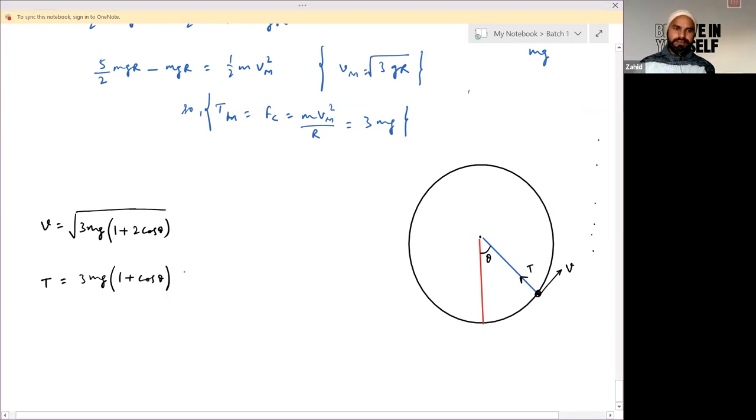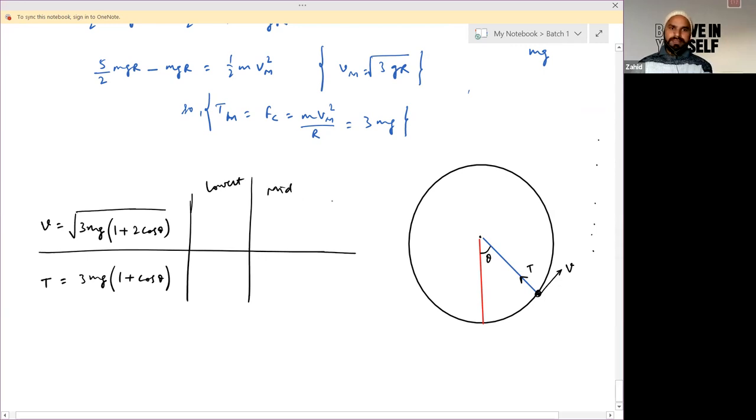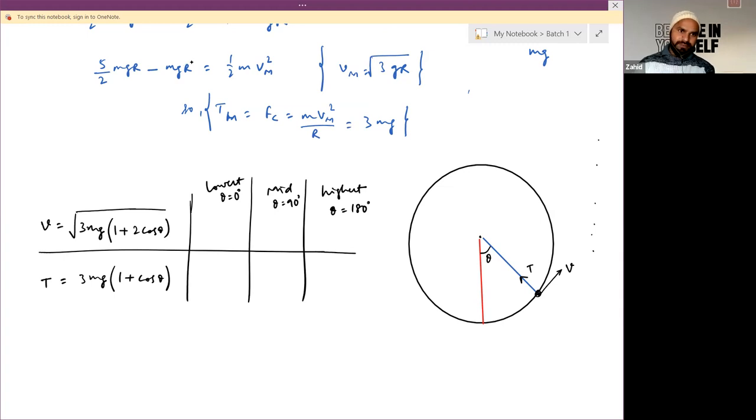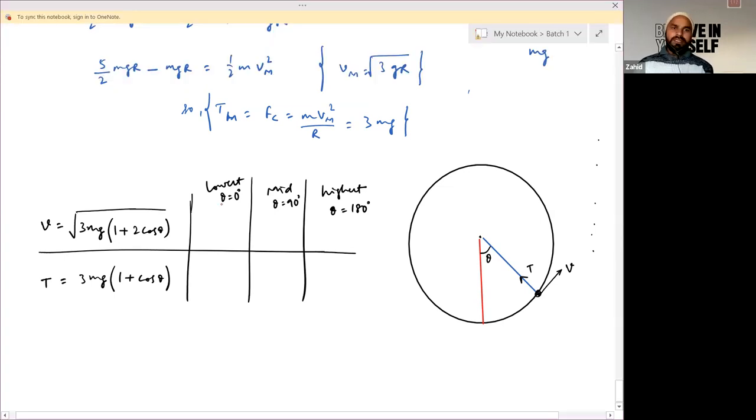So how to relate these two formulas to find the above terms? We have three terms. One is lowest, second is middle, and next is highest. So for lowest point, put the value of theta to be 0 degree. For midpoint, put theta to be 90 degree. And for highest point, put theta to be 180 degree. So if you put these values in this equation, theta is 0, so cos of 0 is 1.